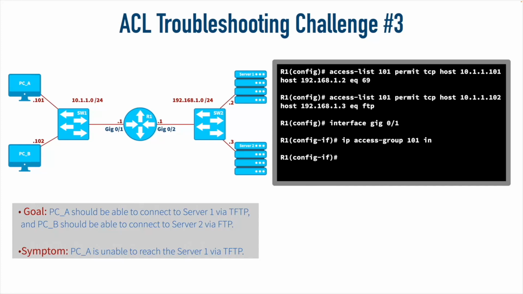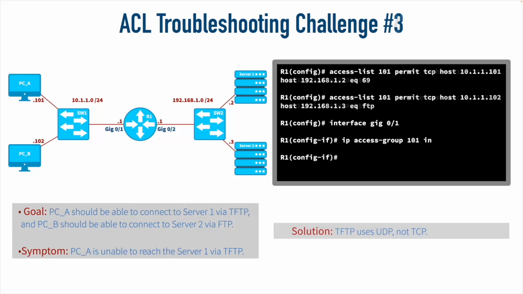All right, this was a tricky one because TFTP really does use port 69, and we can enter 69 as that port number. And we can specify FTP by giving the protocol name. We don't have to specify the port because ACLs accept a wide range of well-known protocol names. The issue here was with TFTP.